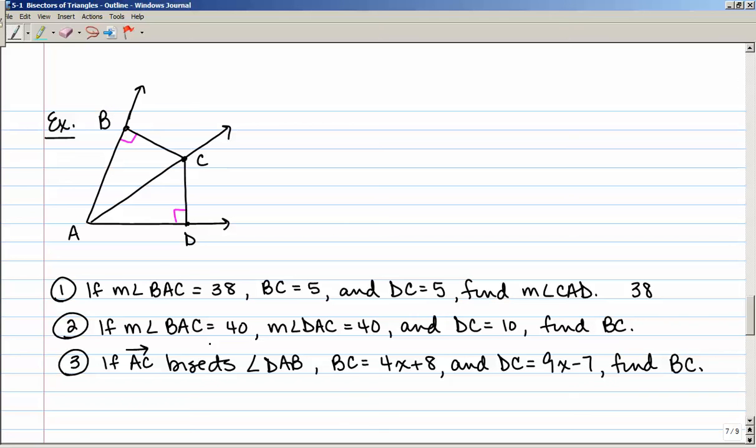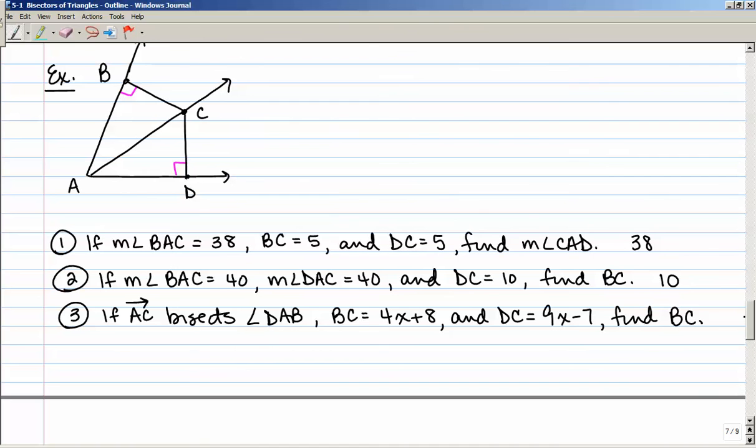If the measure of angle BAC is 40, and the measure of angle DAC is 40, so in other words, these two angles are congruent to each other, and the length of segment DC is 10, well, then we know that the length of segment BC is going to be congruent to that. That's also going to be 10 units.